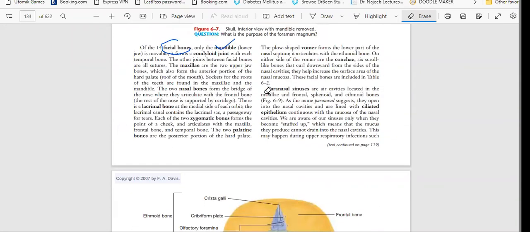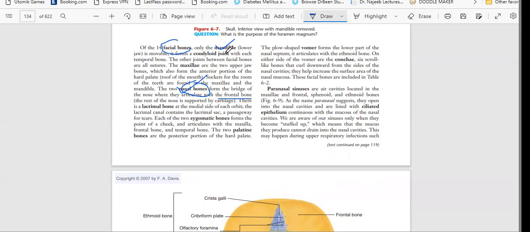Next we have the nasal bones. Very important, you have to remember that, because a number of patients will come into your clinic with complaints of sneezing, cough, sinusitis, everything which is related to the nasal bones. Near the nasal bones, we have the sinuses. We will talk about them later. Nasal bones form the bridge of the nose, where they articulate with the frontal bone.